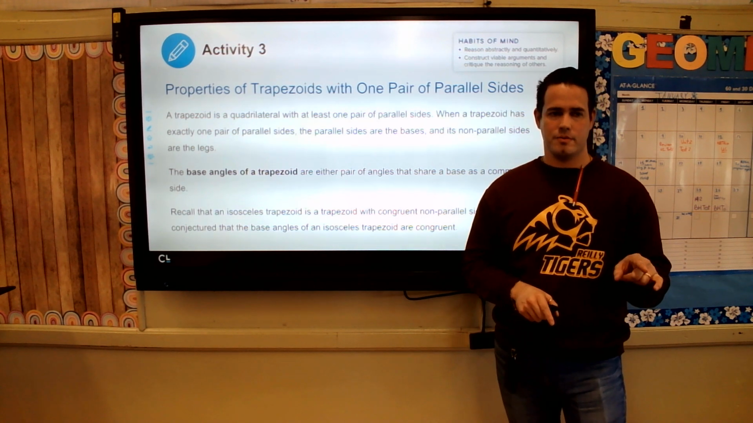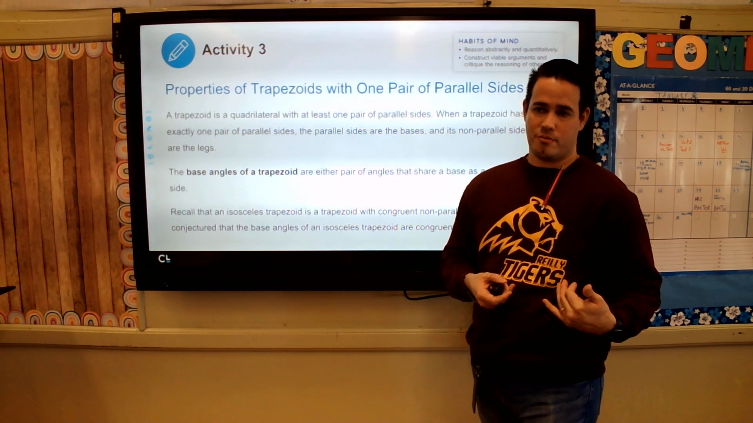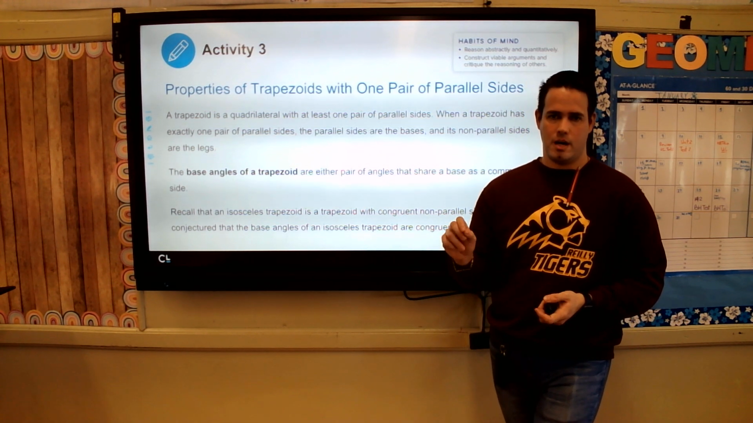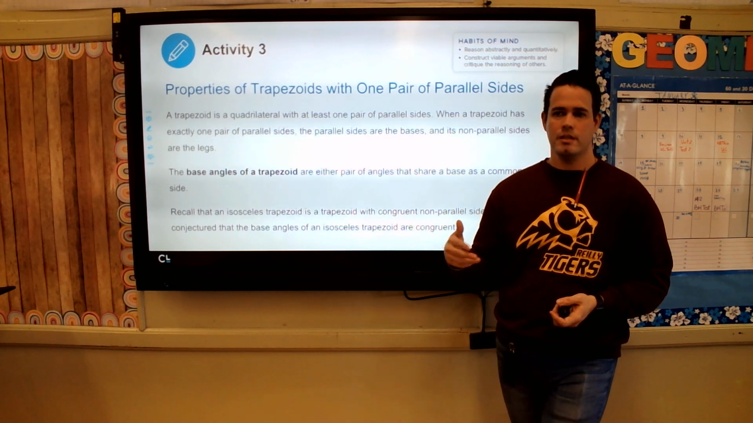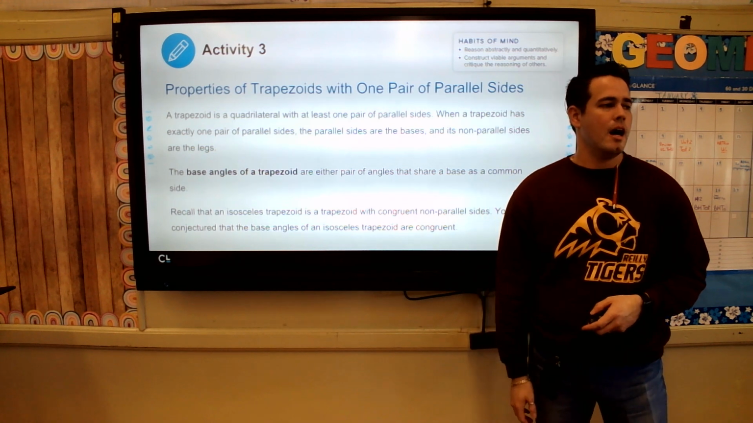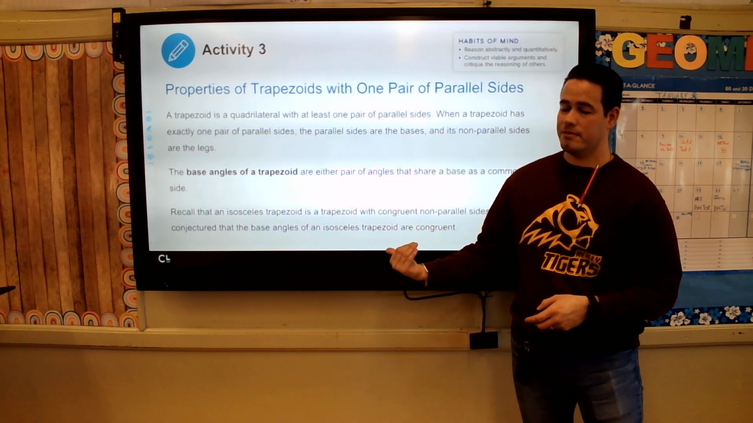Do we write a converse for that definition or no? We did. Some people did. I asked if you guys want to write a converse since it's given to you as a conditional statement. So if opposite sides are both parallel and congruent, the figure that you're looking at is a parallelogram. That's all it says. So today we're going to continue with properties of more quadrilaterals, specifically trapezoids.